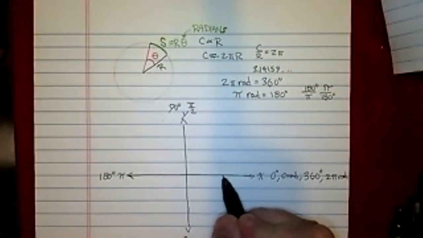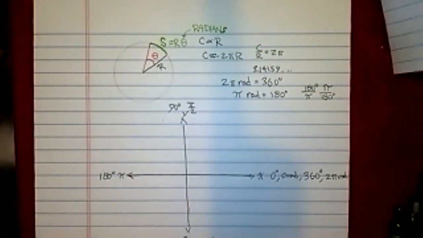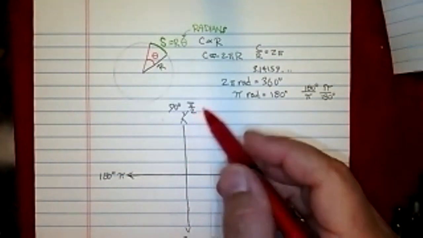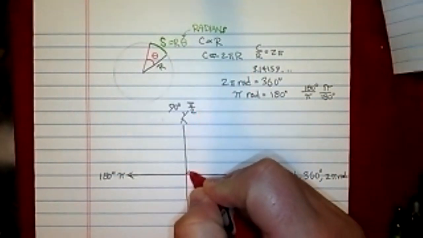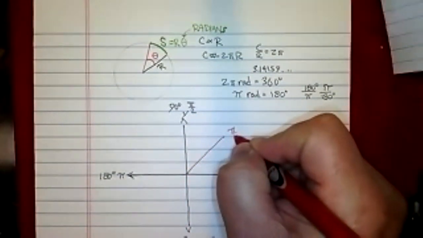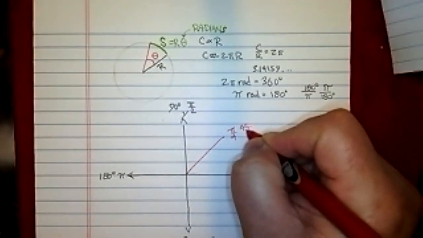Now, if we decide to go, let's say, halfway to 90 degrees, then that would be half of pi over 2. And if you multiply 1/2 times pi over 2, you get pi over 4. So I'm going to draw that right here like this. And this is pi over 4, which is also equal to 45 degrees.